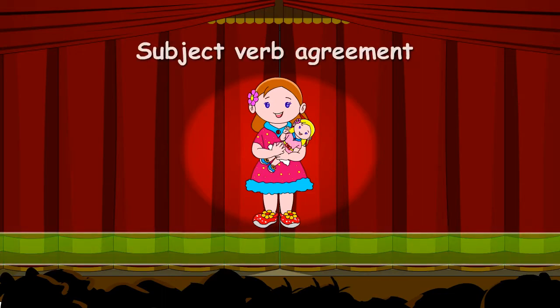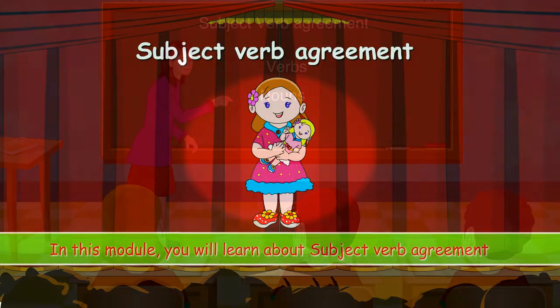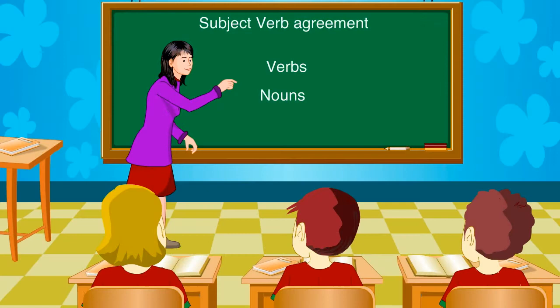In this module, you will learn about Subject Verb Agreement. Before we learn about Subject Verb Agreement, let's look at the verbs and nouns again. A verb is an action word. A noun is the name of a thing or person. Here, you will learn about Subject Verb Agreement.